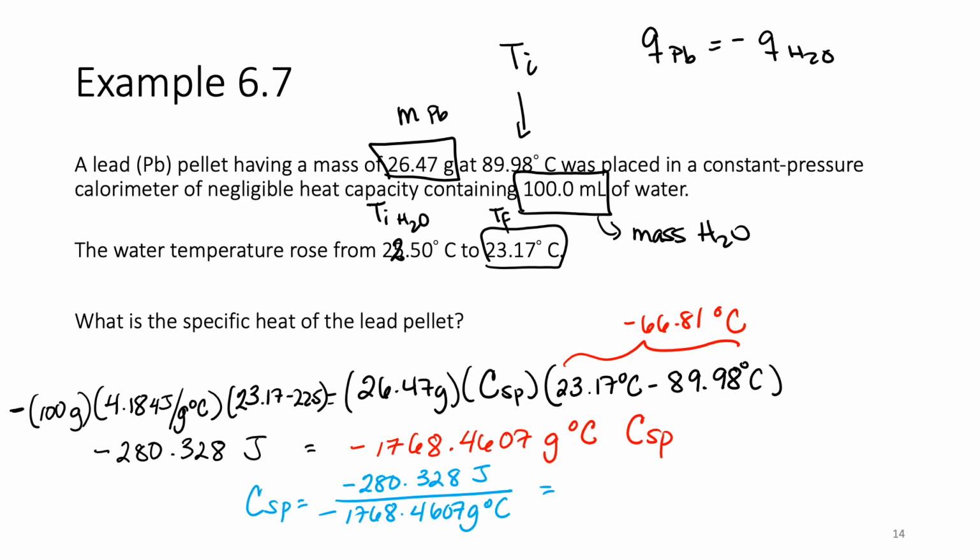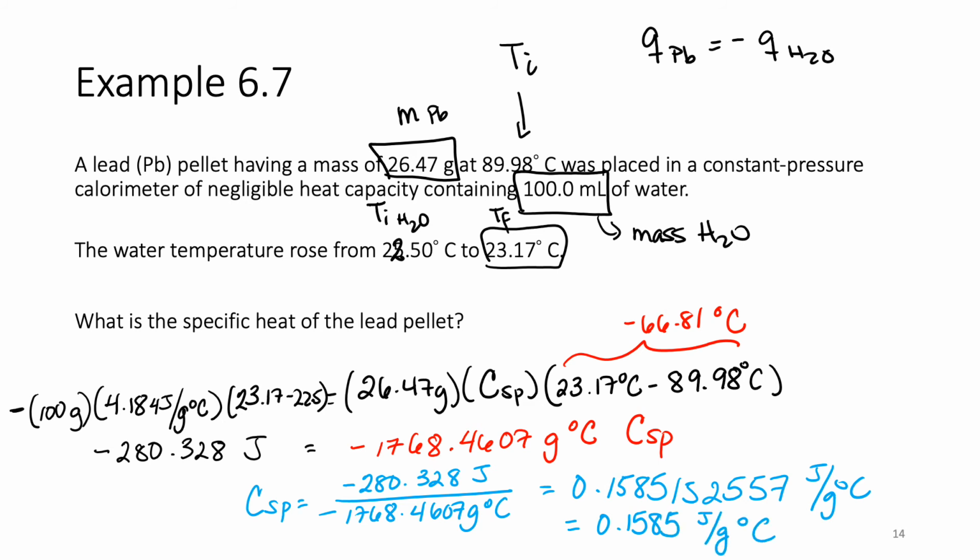I math it out, and I get 0.1585152557 joules per gram degrees C. Once again, calculator vomit. This goes ahead and gets fixed to 0.1585 joules over grams degrees C. Ta-da! Calorimetry.